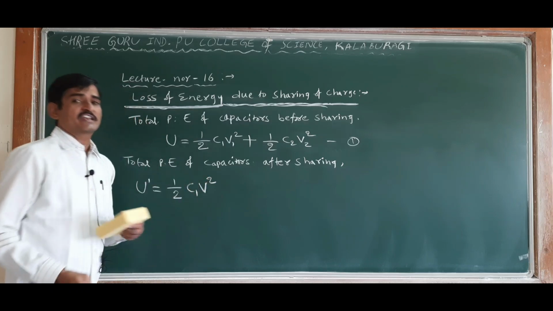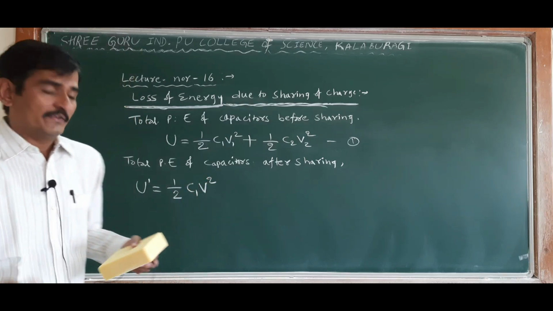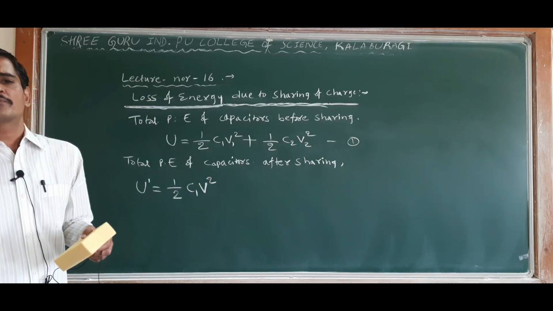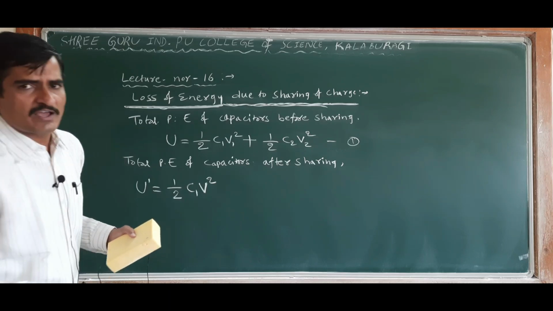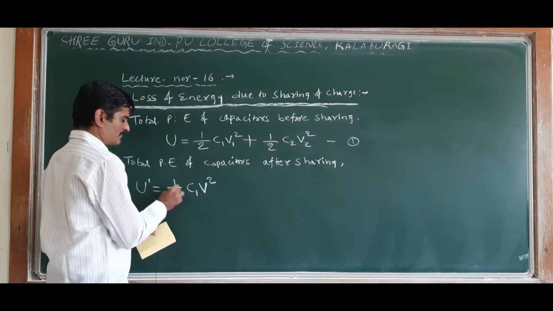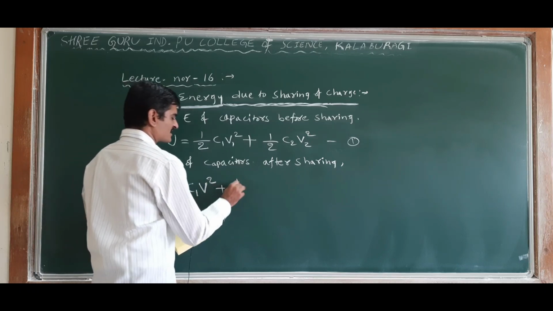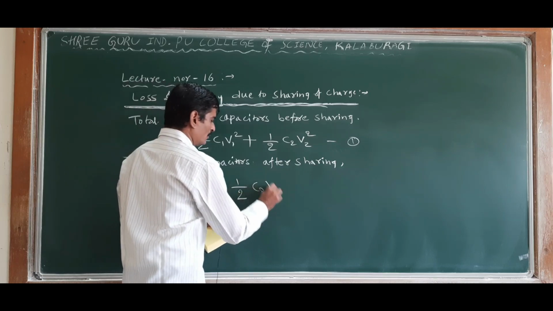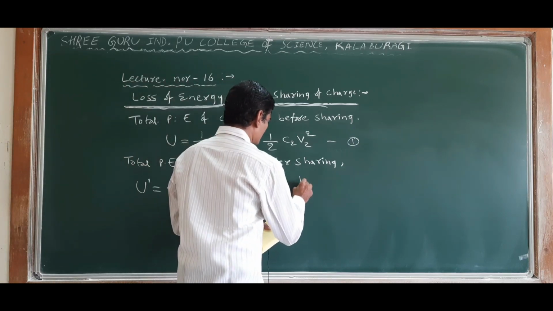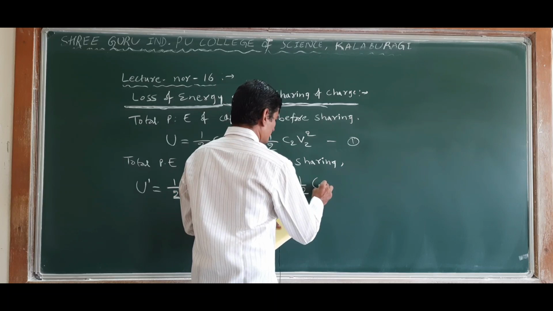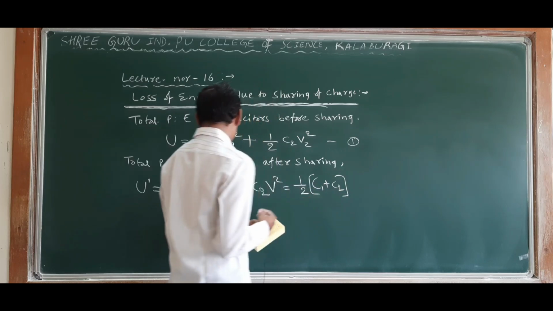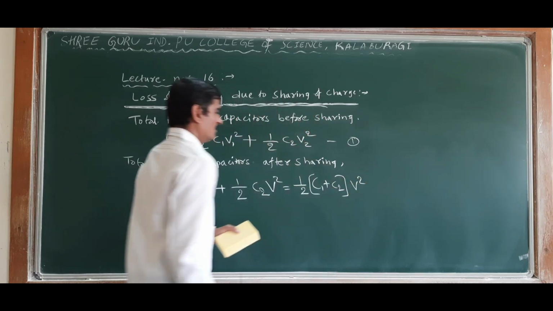See here, after sharing the charge they will attain a common potential, therefore we cannot write V1 V square. The first capacitor will also have a potential of V and the second capacitor will also have a potential of V. They will both have a common potential. So the energy of the first capacitor is 1 by 2 C1 V square and the energy of the second capacitor is 1 by 2 C2 V square. Taking V square and 1 by 2 common, we get 1 by 2 (C1 plus C2) into V square.